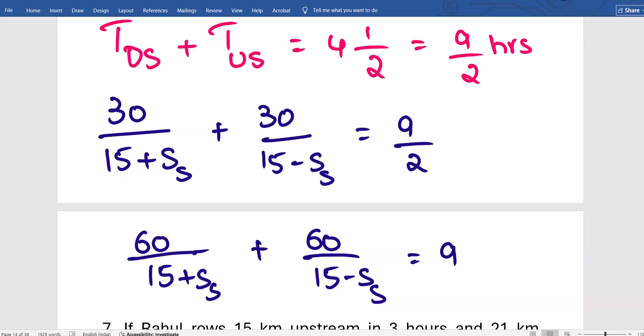Don't waste your time. Now it's very simple logic. 60 should be divided by something which is after 15 is 20, right? 60 divided by 20, yes or no? Now if SS is equal to 5 in denominator, 15 plus 5, 15 minus 5, 60 divided by 10 is 6. 60 divided by 20, 3 plus 6, satisfied. SS should be 5.